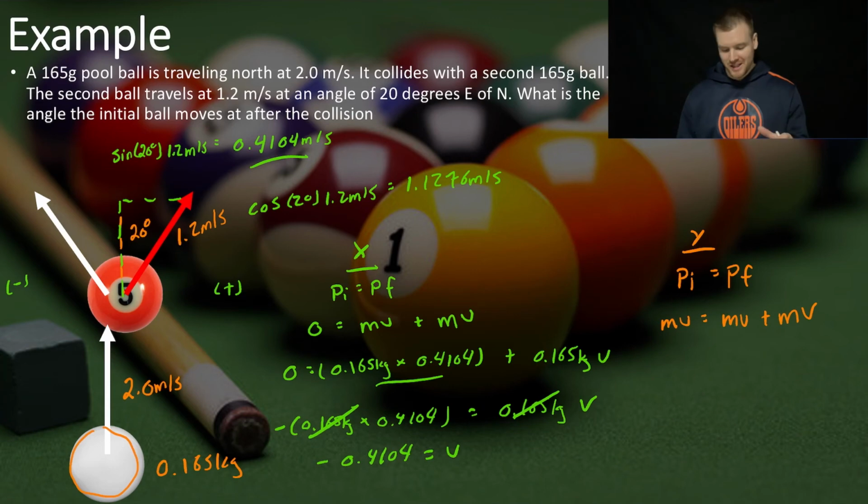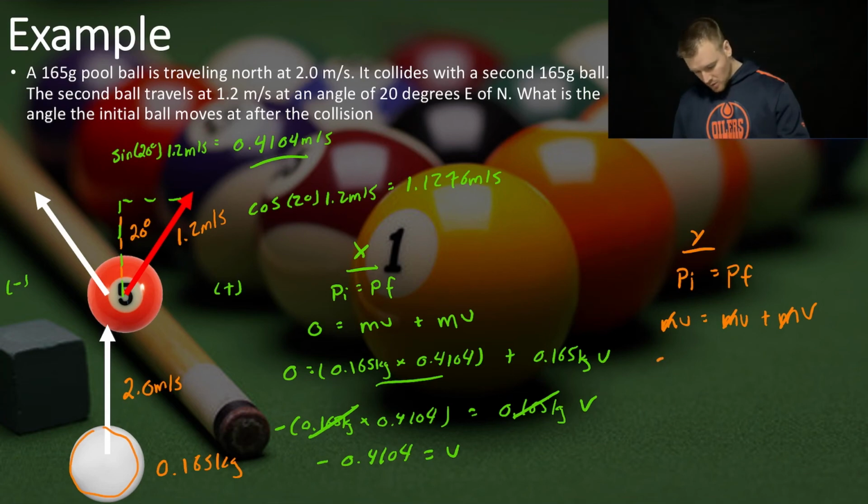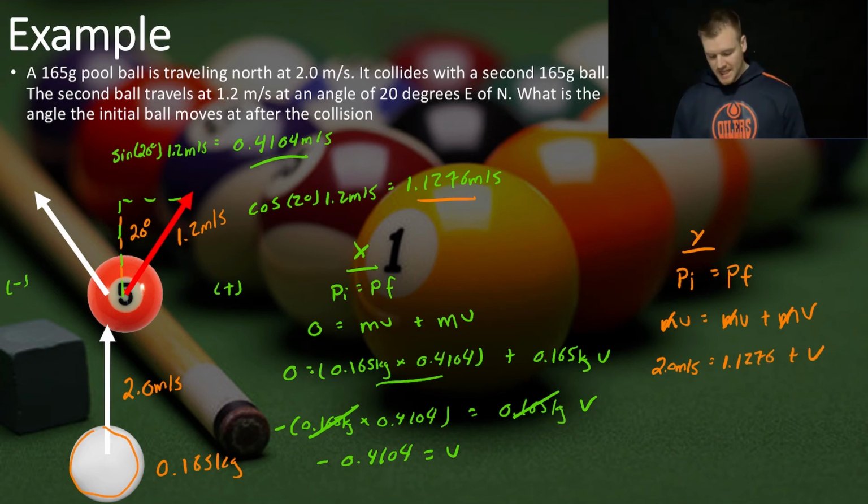Now this won't happen in all examples, but this one's really nice because the mass of both balls is 0.165 kilograms. So if the mass is the same in all terms here, I'm just going to cancel all of them out. Again, that won't happen in every question. If there are different masses colliding, you can't do that, but in this case, all the masses are the same. So I'm going to say that we start with a velocity of 2.0 meters per second. Then I know that the 5 ball in y has a velocity of 1.1276 plus v. That's going to be the leftover velocity for the white ball.